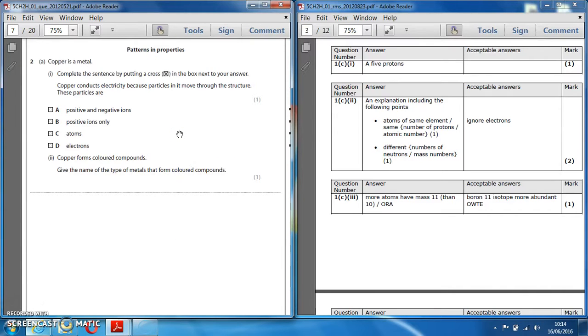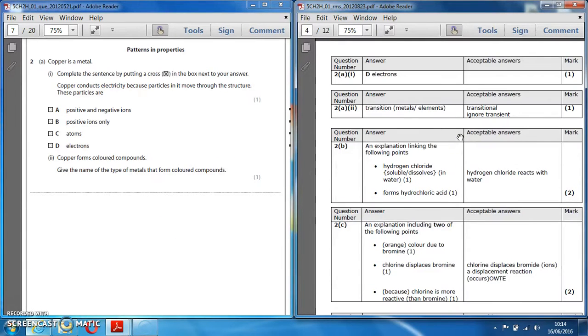10. Scrolling down, question 2. So copper is a metal. Thinking about the structure of it, why can it conduct electricity? Well, the answer is the electrons can move. You've just got to think of the structure of the metal.